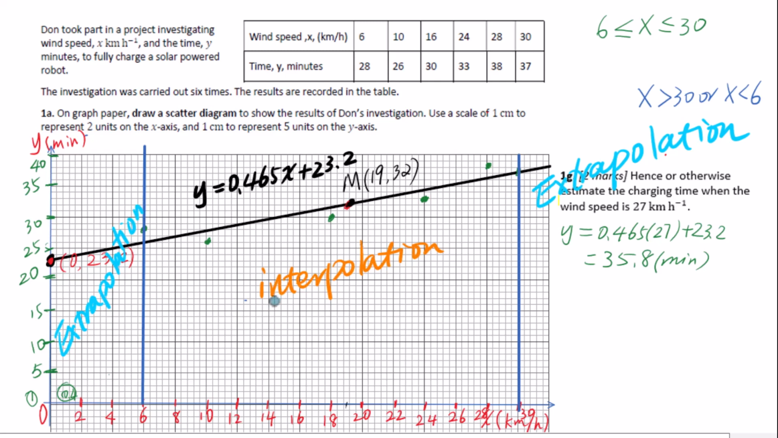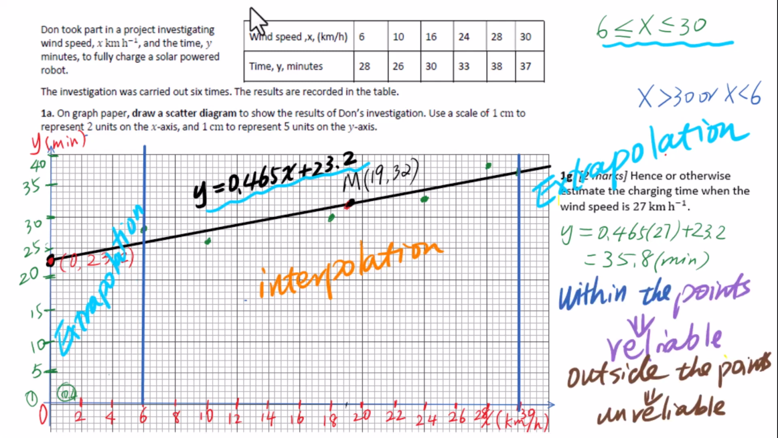It's reasonable to estimate the charging time when wind speed is between 6 and 30 because this data is interpolation. We got this equation of a regression line when the wind speed is between 6 and 30. When wind speed is less than 6 or greater than 30 km per hour, we don't know whether the trend is the same as when the speed is between 6 and 30 km per hour.